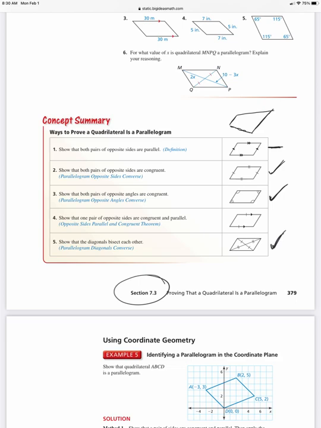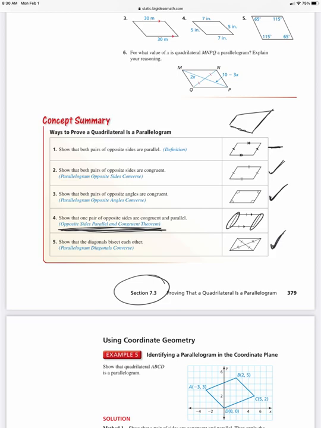Now, number 4, show that one pair of opposite sides are congruent and parallel. So let's say I don't know anything about these two sides here, but I do see that the top and bottom are both congruent and they're both parallel. So opposite sides are parallel and congruent theorem. If you can show that you have the opposite sides being parallel and they're both congruent, the exact same sides, then you know the other two sides have to be congruent and parallel as well. So those are the two new things that you have in this section.